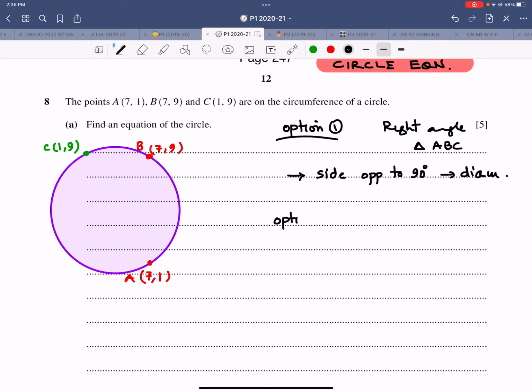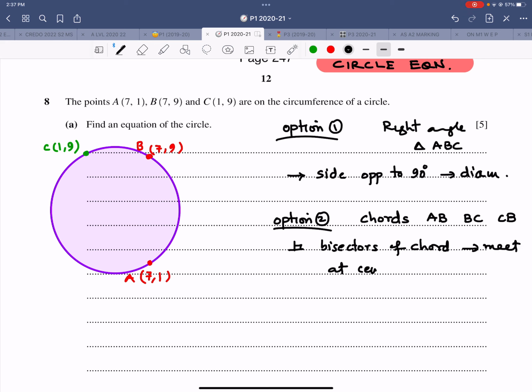Option 2, if you fail at proving this, then you have this option. You have chords: a chord AB, a chord BC, and a chord CA. Then you find the perpendicular bisectors of the chords. They meet at the center of the circle. That involves simultaneous equations and coordinate geometry and so on. Now I have a feeling that this might work, so let me try my luck.